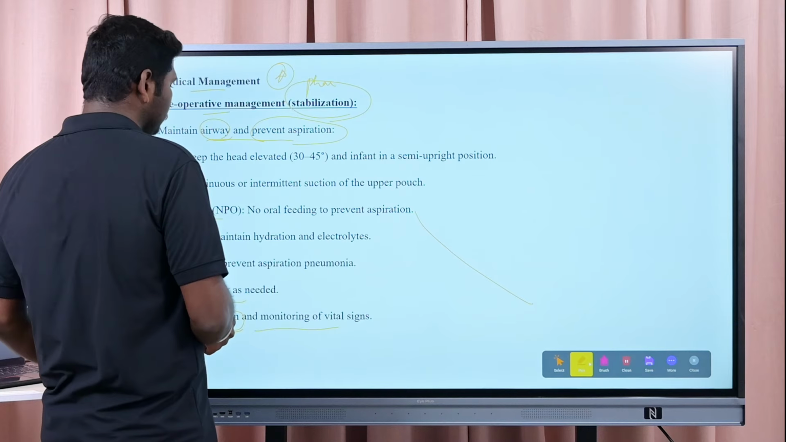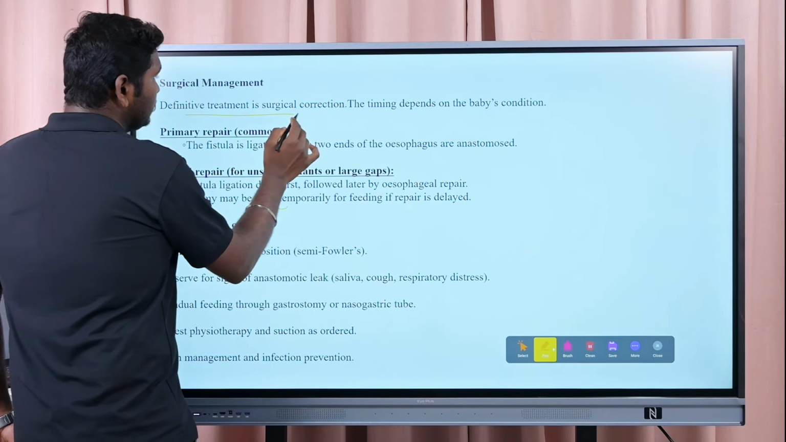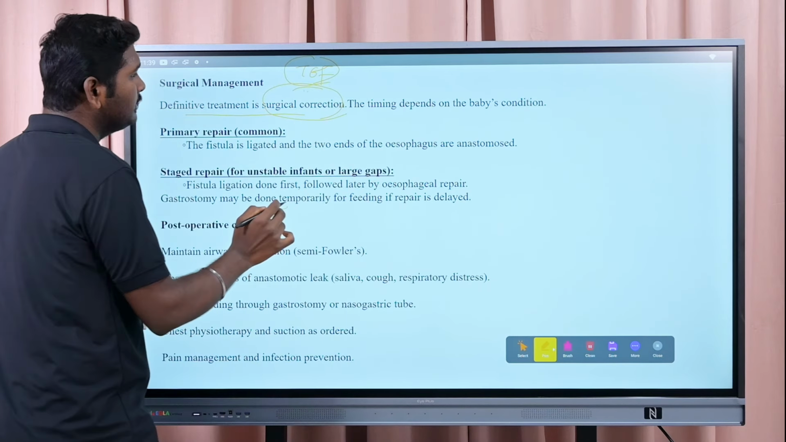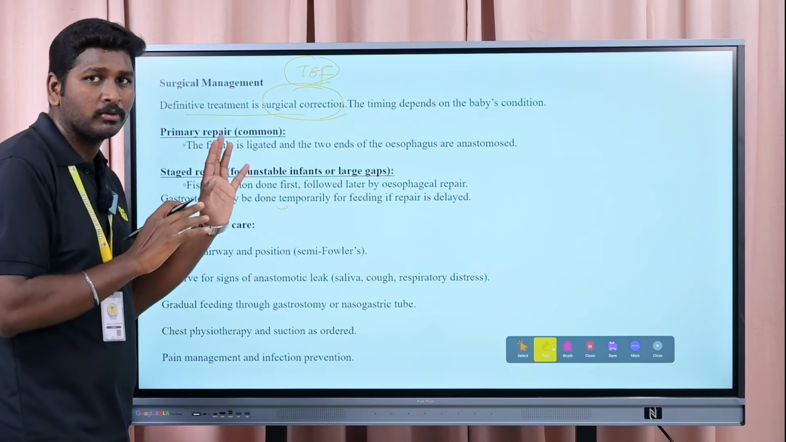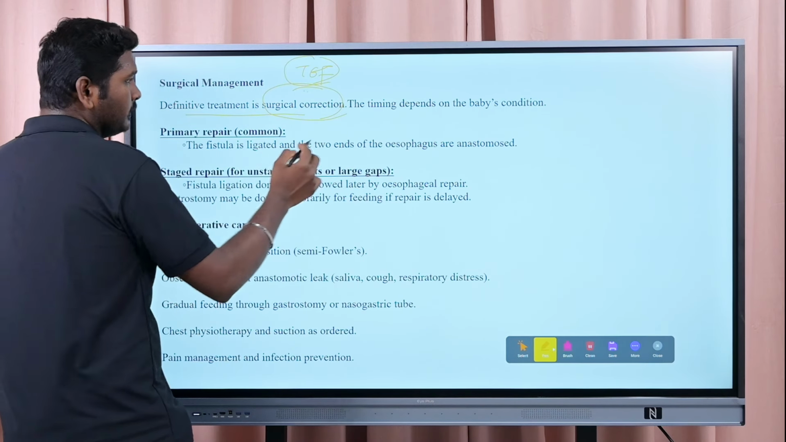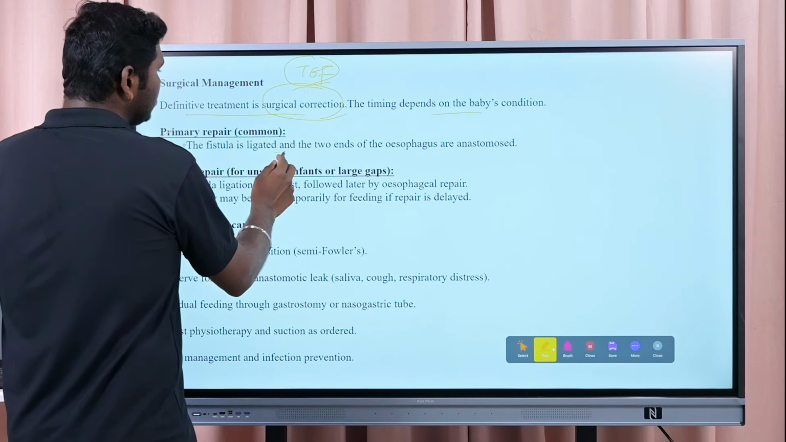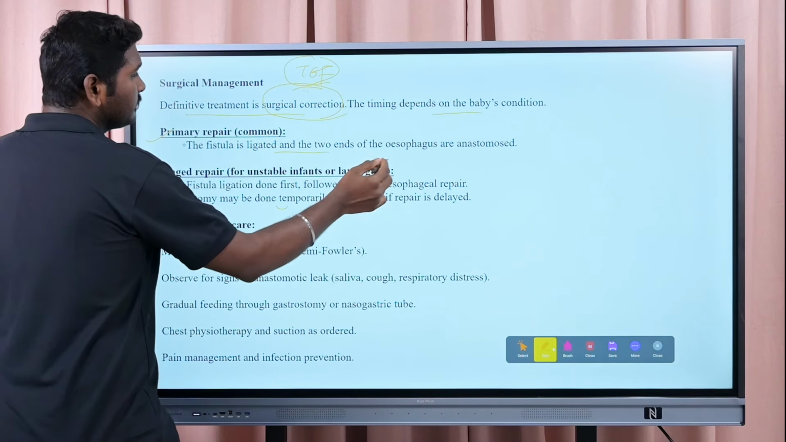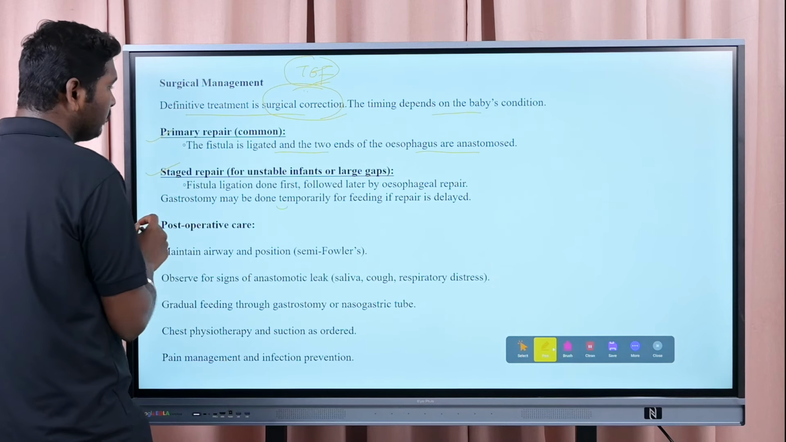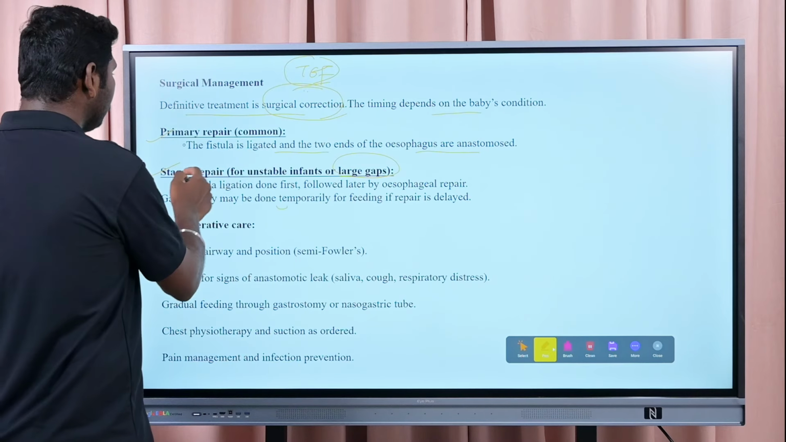Next, surgical management. Definitive treatment is surgical management. TEF always has direct management that you can tell, which is surgical management. Medical management is all about handling the symptomatic treatments. The timing mainly depends on the baby's condition. That is primary repair, where the fistula is ligated and the two ends of the esophagus are anastomosed, and secondary repair, which is also called a staged repair, for unstable infants or large gaps. When there is a large gap between these two, then we will go with the staged repair.